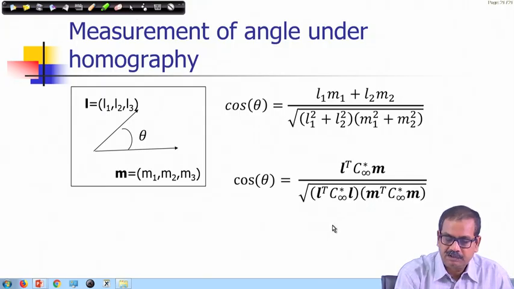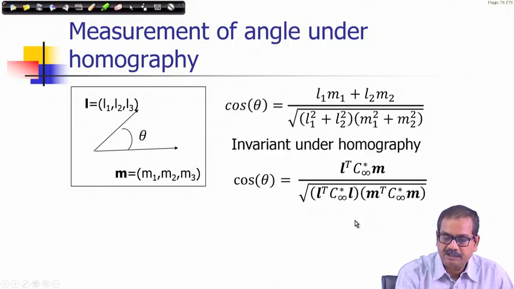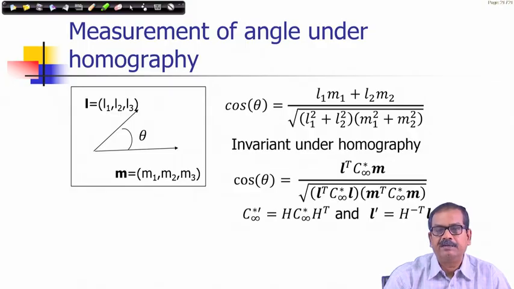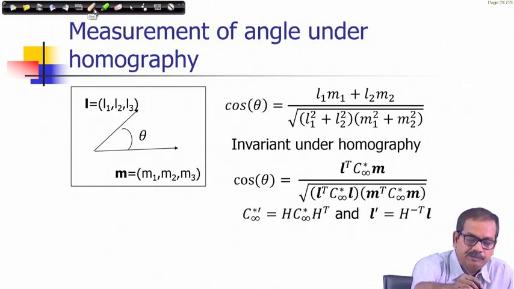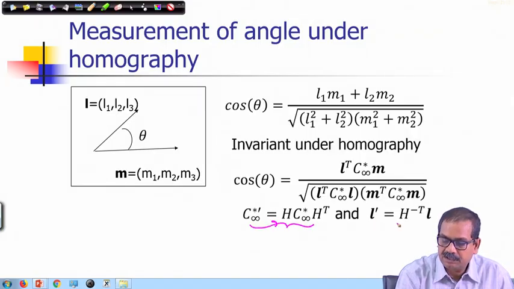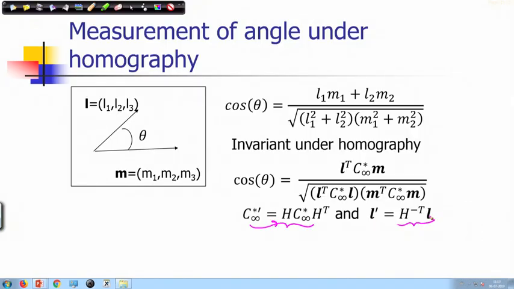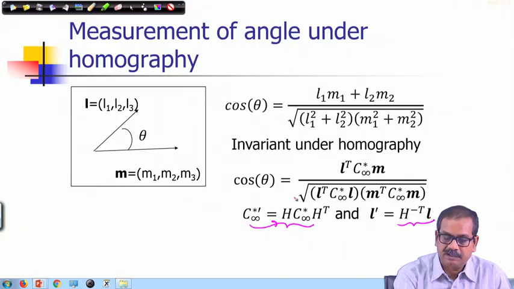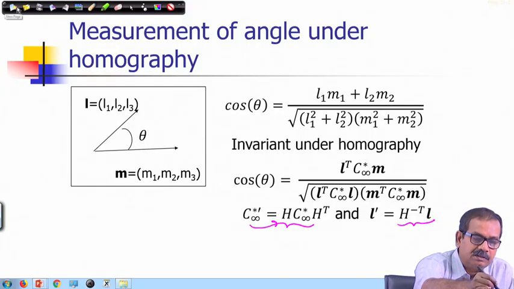So, let me explain that. This is invariant under homography, and we use this property where the relationship between the dual conic at infinity under transformation of homography H and the dual conic at infinity in the original space is given by this. And as you know, the line after transformation is also related: the transformed line and the original line in the original space are related by this. So, if I replace these quantities, let me show you the derivation.